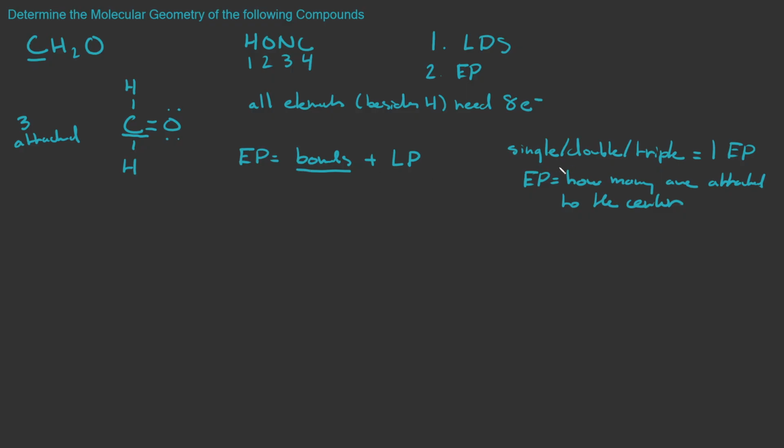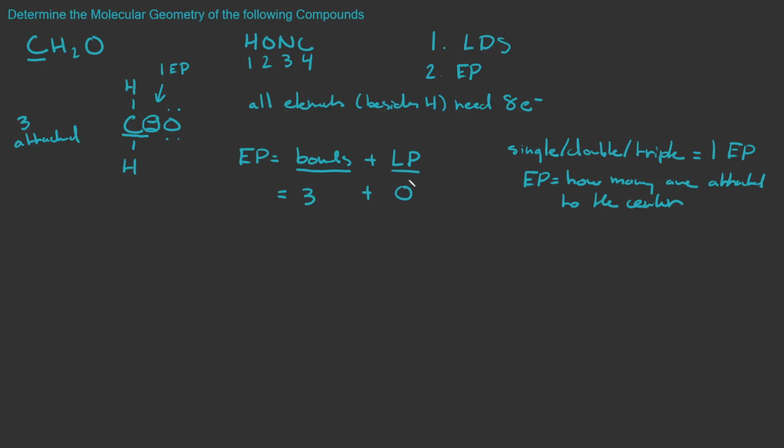But if we counted all single, double, and triple bonds as just one EP, we could just count how many of those we have. So this is one bond right here. We have 2 bonds here, our second single bond. And then remember that this double bond right here counts as just one electron pair. And so we have a total of just 3 electron pairs or 3 bonds. And then we still have 0 dots associated to our carbon.